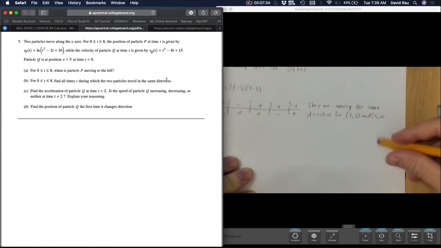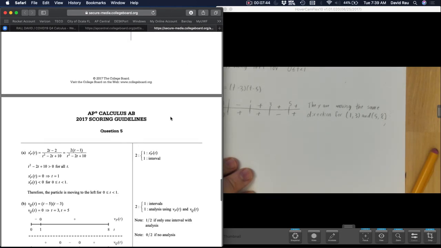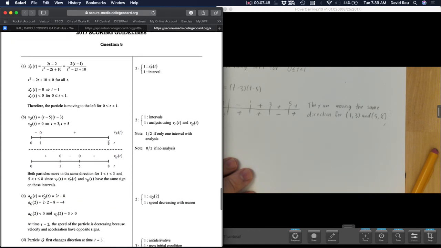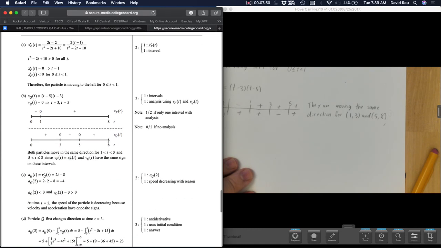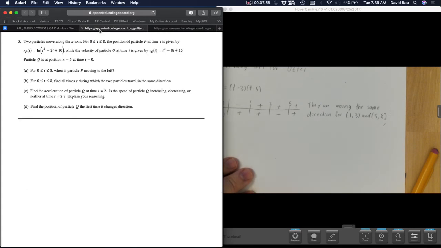Or actually we should say 5 to 8 because they told us both of these only exist up until 8. And we should include 8 because that's just kind of the end, I think. I hate these endpoints. So yeah, they're using a sign chart argument. And so 1 to 3 non-inclusive, 5 to 8 inclusive. I'm finally getting the hang of it. Okay, part C.